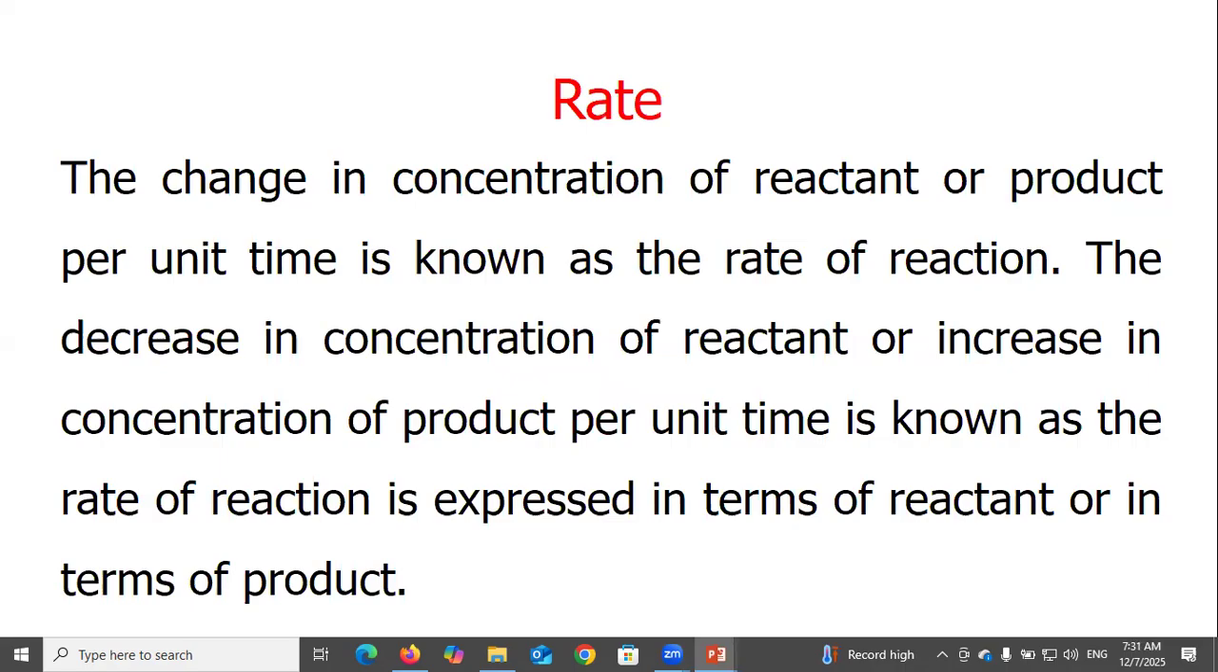Rate: the change in concentration of reactant or product for a time is known as rate of reaction. The decrease in concentration of reactant or increase in concentration of product per unit time is known as the rate of reaction. It is expressed in terms of reactant or in terms of product.